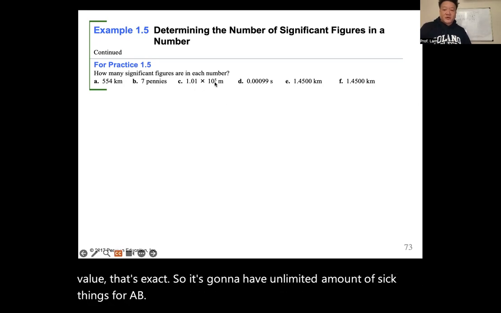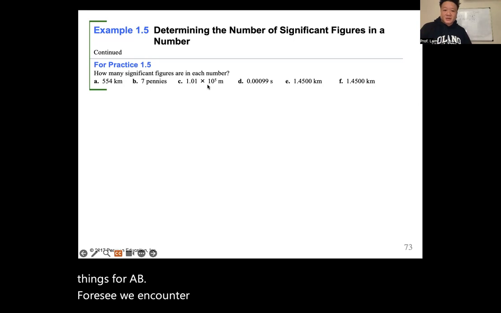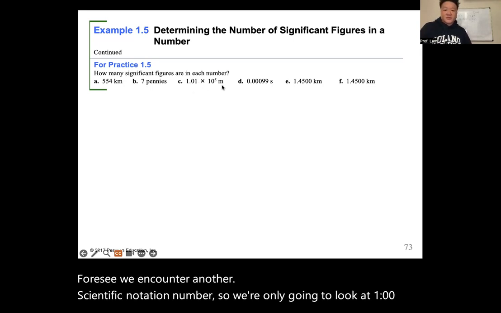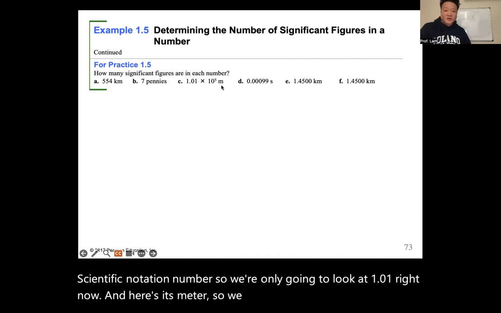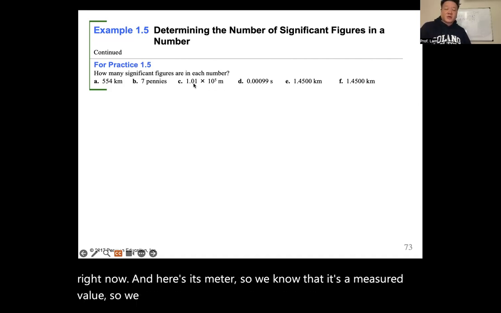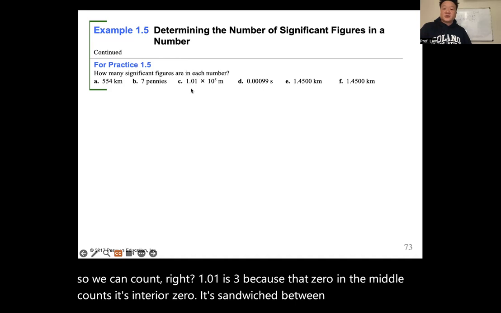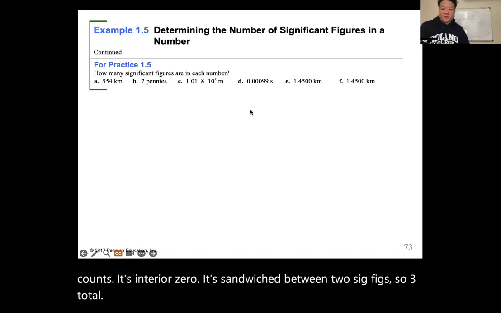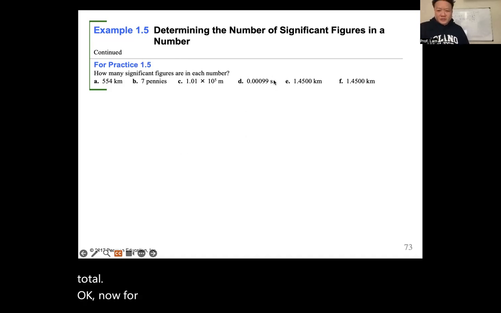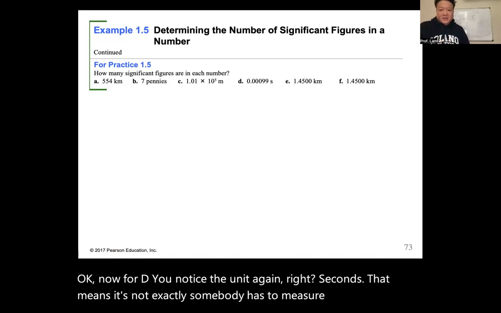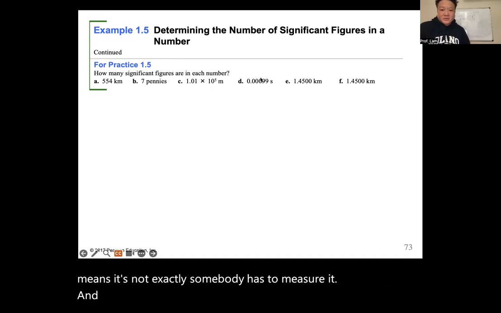For C, we encounter another scientific notation number. So we're only going to look at 1.01, and here's its meter, so we know that it's a measured value. So we can count. 1.01 is 3 because that 0 in the middle counts. It's an interior 0, sandwiched between 2 sig figs, so 3 total. Now for D, you notice the unit again: seconds. That means it's not exact. Somebody had to measure it. And here, the zeros don't count, so it's 2 sig figs.